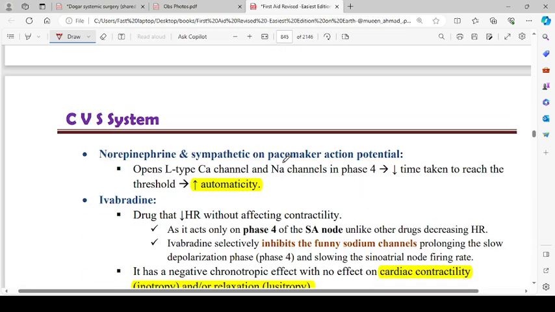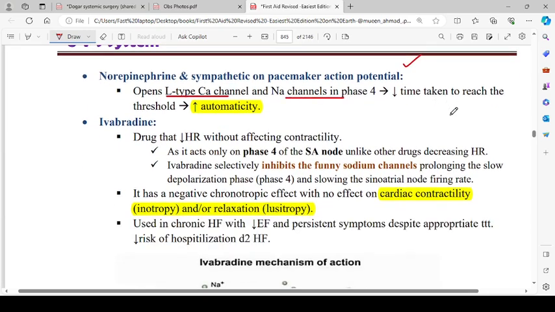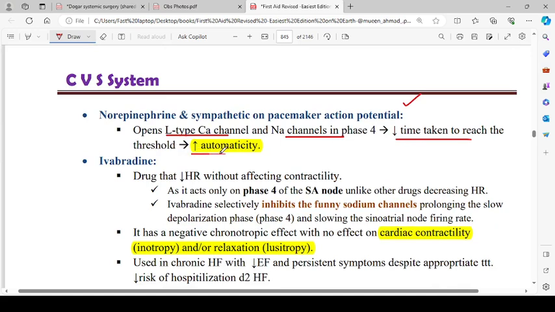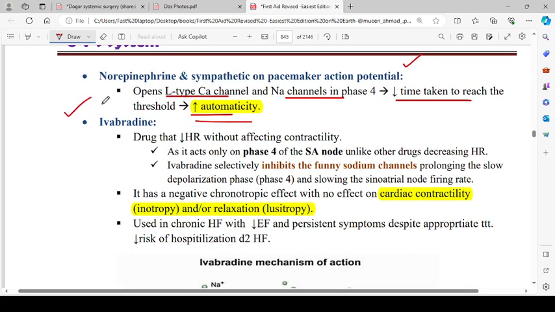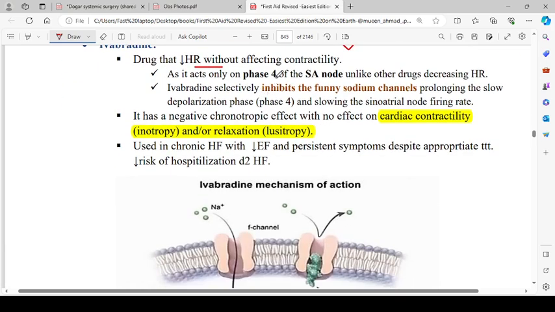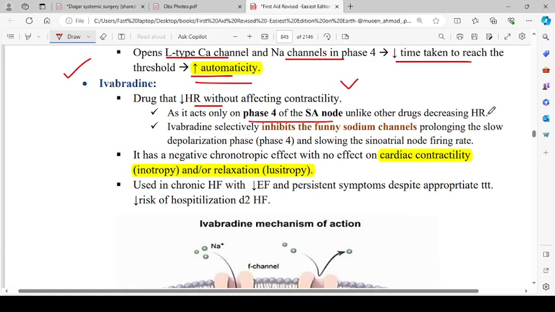Then comes norepinephrine and the sympathetic system on the pacemaker action potential. They open the L-type calcium channel and sodium channel in phase 4, decreasing the time taken to reach the threshold, and there will be increased automaticity. Ivabradine, the drug I was talking about previously, blocks the IF channels. It is a drug that decreases the heart rate without affecting the contractility, as it acts on phase 4 of the SA node. Unlike other drugs decreasing the heart rate, ivabradine selectively inhibits the funny sodium channels, prolonging the slow depolarization phase 4 and slowing the sinoatrial nodal firing rate. It has a negative chronotropic effect with no effect on cardiac contractility, inotropy, or relaxation, that is lusitropy.